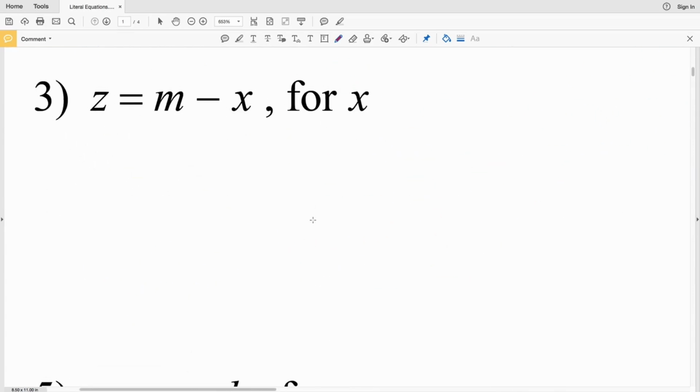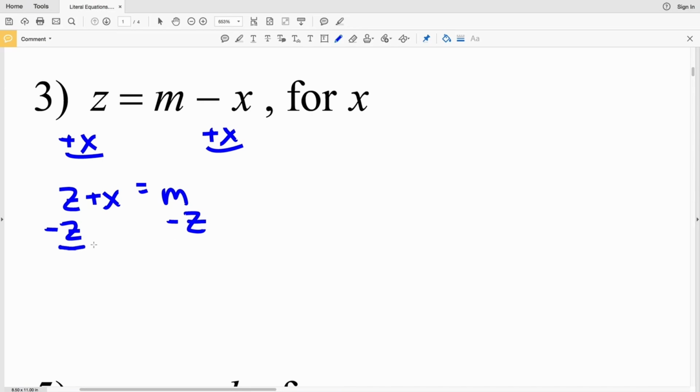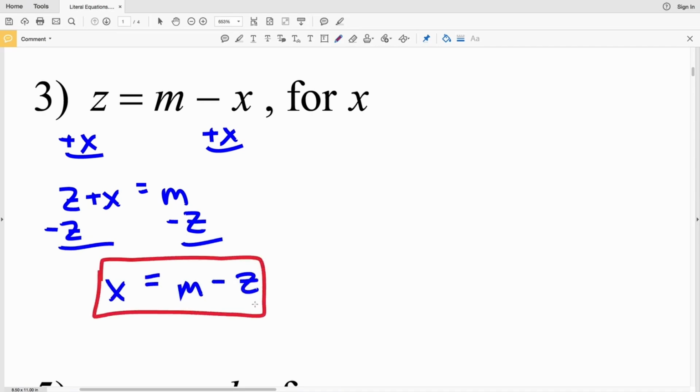In number 3, z equals m minus x, and we're solving for x. I'm going to do this by adding x to the other side, so I'll get z plus x equals m, and then I'm going to subtract z from both sides to get my final answer of x equal to m minus z. And remember, when you're subtracting a number, it's the same as adding the opposite or adding the negative. So you could also write this as m plus a negative z.